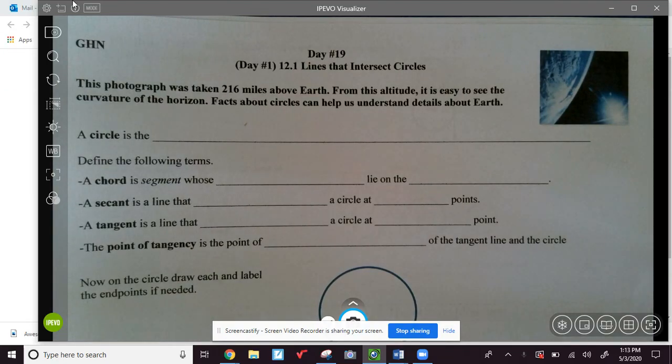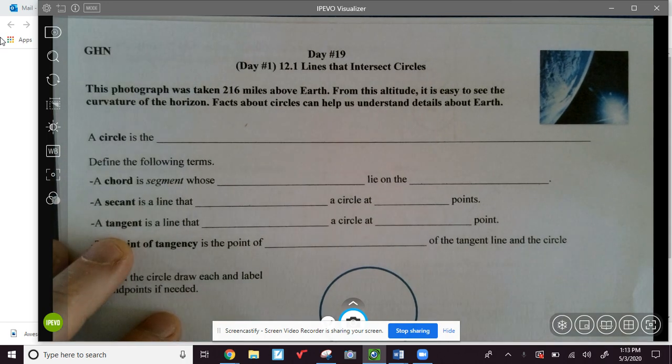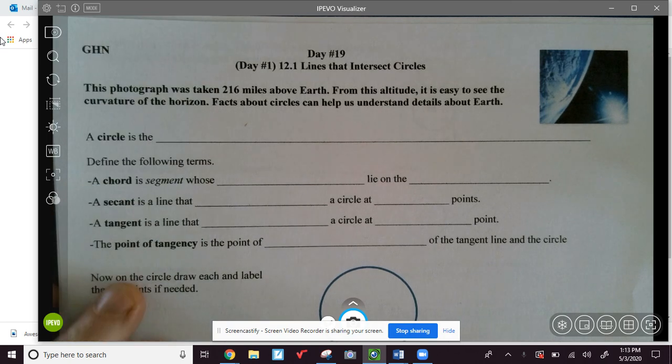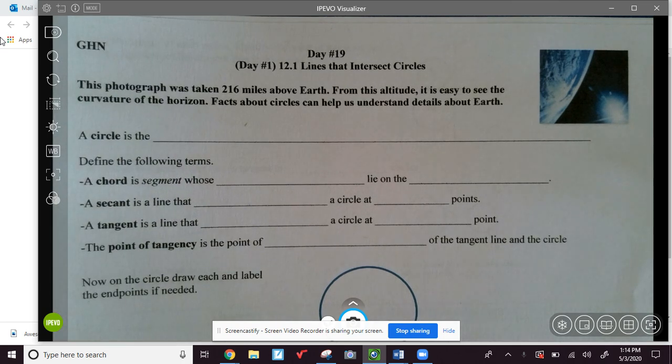All right, today we're going to learn day one of our new unit on circles. Day one is going to start out with some basic definitions and some recall and some basic theorems. Okay, all right, start with this.